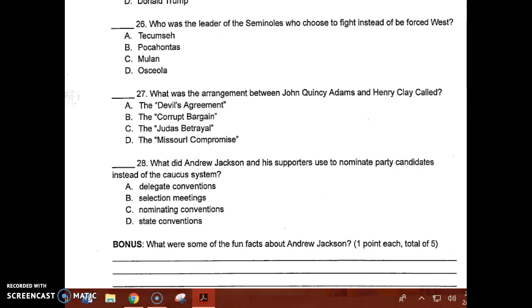The bonus question. What were some of the fun facts about Andrew Jackson? You can earn 1 point of extra credit up to a total of 5 bonus points.